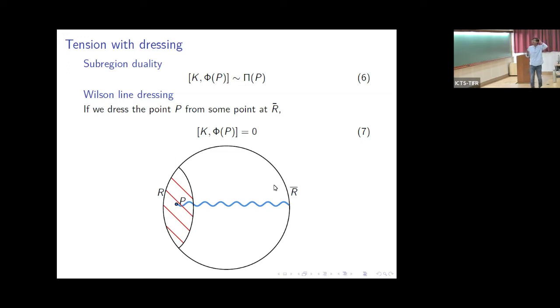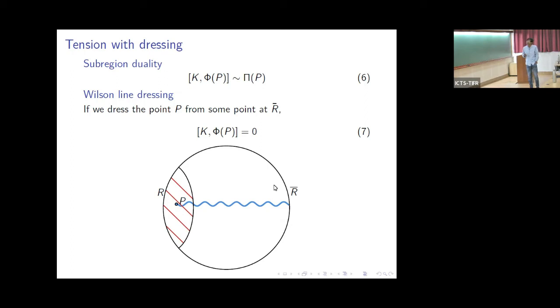It is something like a Hamiltonian, but it is defined on this region R, and this is actually related to the reduced density matrix in this region. Now you can find that this K should have some commutator with some phi at P, and it should give you the flow under this modular Hamiltonian, which is called in the literature the modular flow, and it should give you something non-zero.